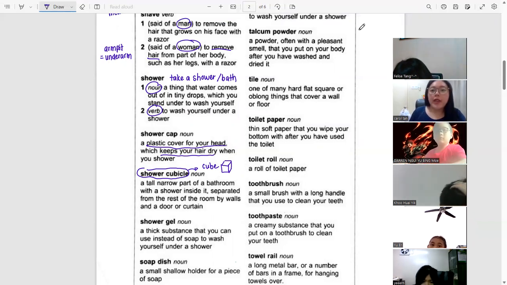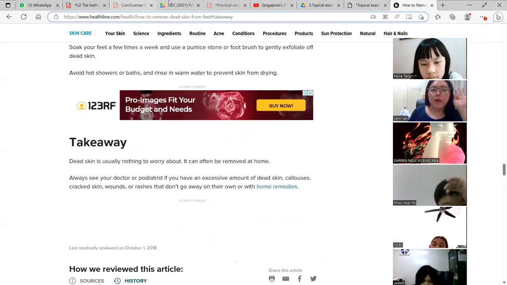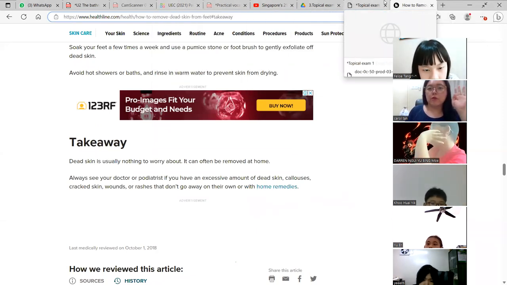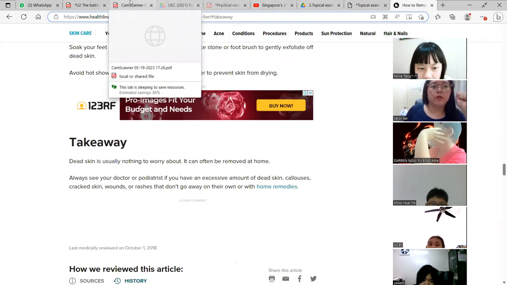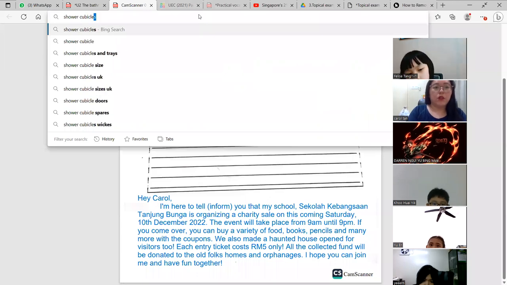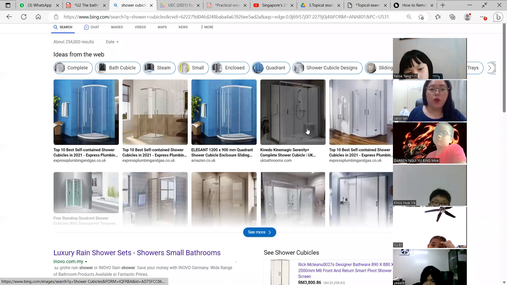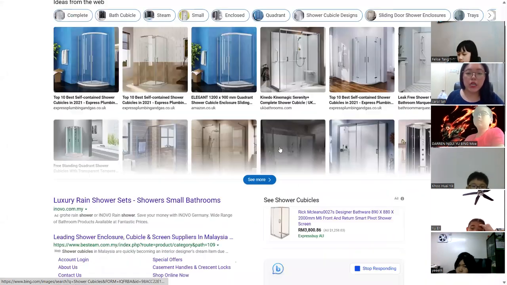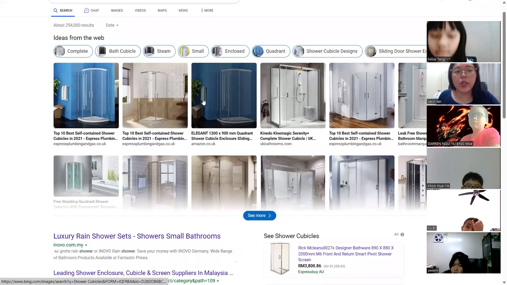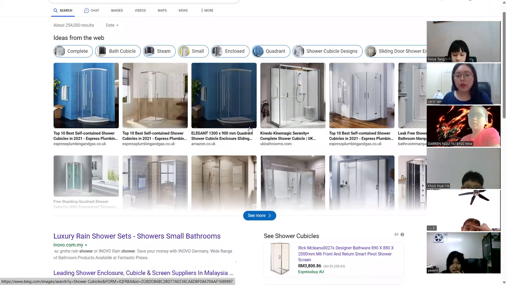Yeah? You can say, have you all gone to Sunway Lagoon before? Or Lost World of Tambun? I go to Sunway Lagoon before, but some place I never go before. Oh, really? This is called the shower cubicle. Understand? This is the shower cubicle. It looks like a cube. It looks like a box. Understand? Right?